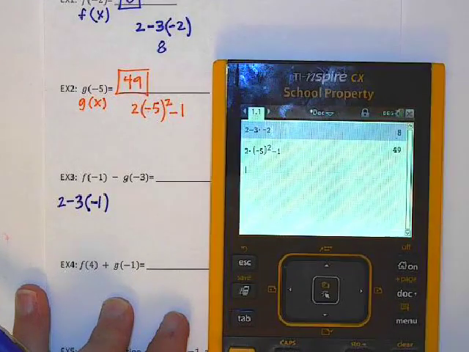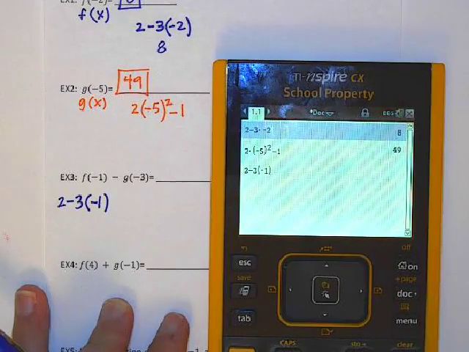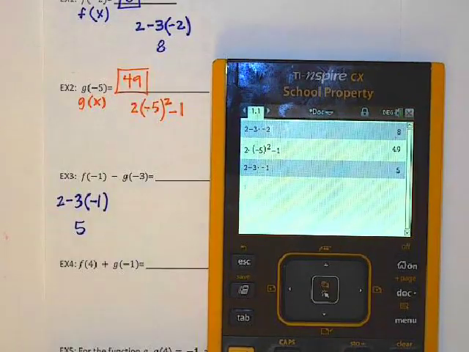So I'm going to plug that in. 2 minus 3 times -1. That's okay. Just don't do your homework like that, okay? Hit enter, and we get 5. Okay, is that my answer? No, I'm not done yet.